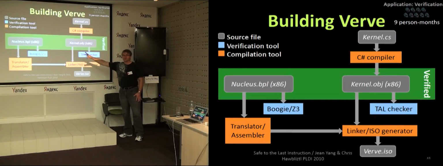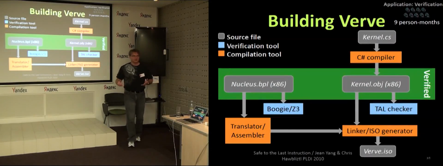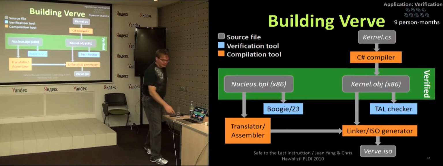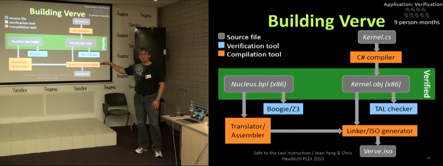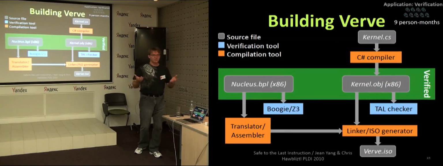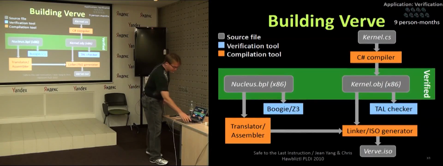And then there's a nucleus that's written in assembly language that is verified in the classical Floyd-Hoare style with Boogie and Z3. So Boogie is a verification condition generator. It takes an input program and generates a formula such that if the formula is true, then the program is correct with respect to whatever you said about the program.